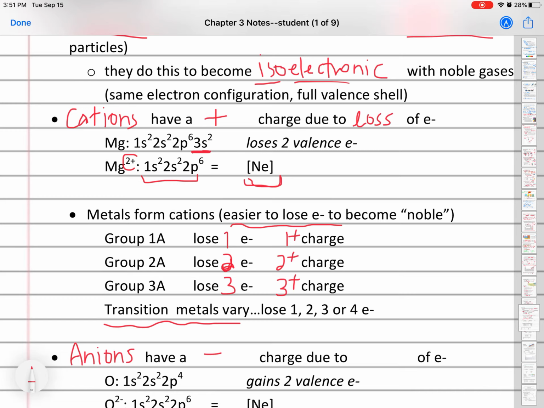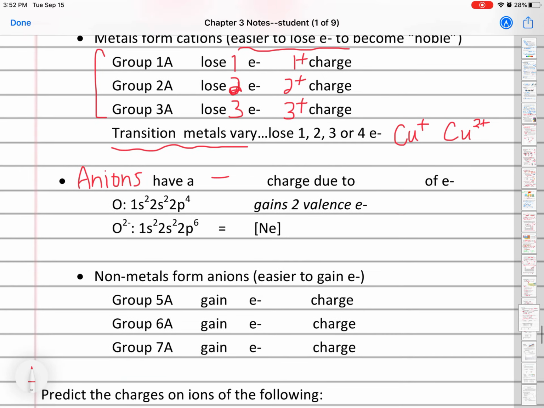Transition metals are funky. They vary. So they can lose different numbers of electrons in a less predictable way. So for example, copper can lose 1 electron and form a copper+ ion, or it can lose 2 electrons and have a 2+ charge. So copper is a little bit more complicated, and you can't predict it in an easy way like we're going to see with these 3 groups that you can.